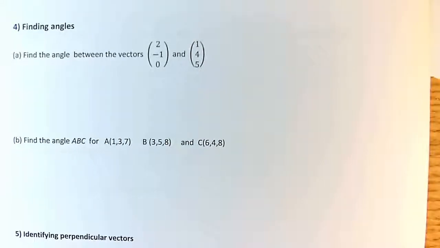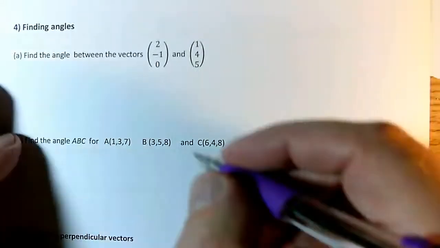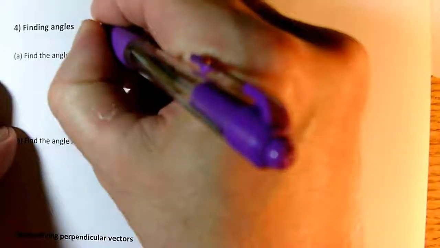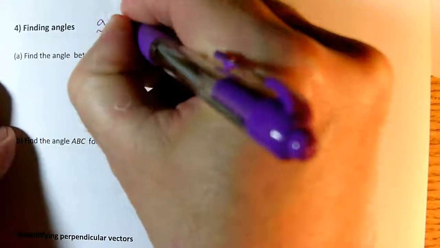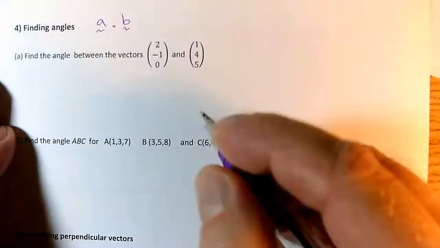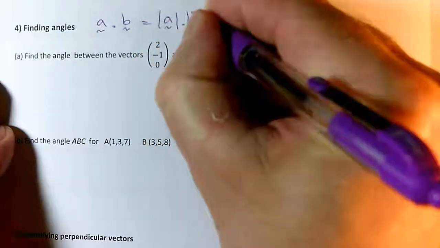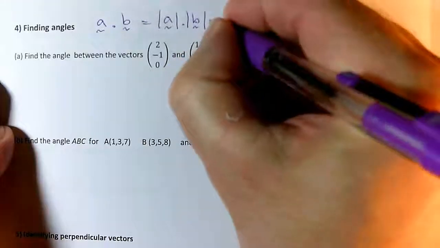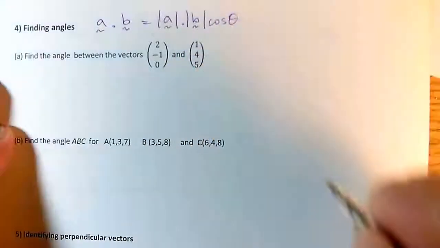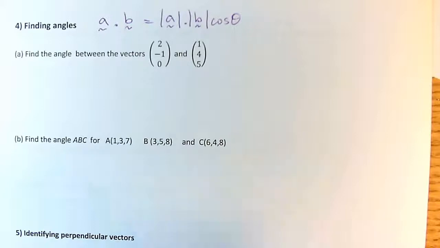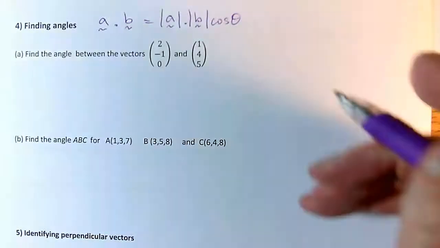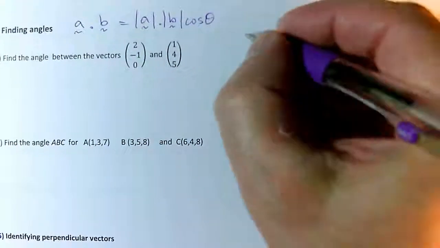Okay, when we're finding angles with vectors, we're going to be using the scalar product. Now the scalar product, when we do A dot B, means the magnitude of vector A times the magnitude of vector B times cos of the angle between them, cos of theta. You can memorize that, that's good to know, but a rearrangement of that is very useful.